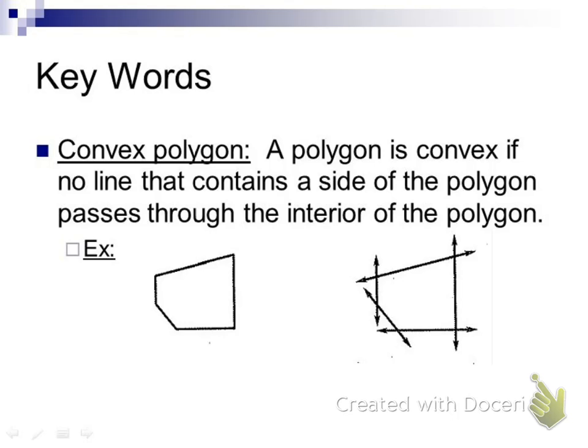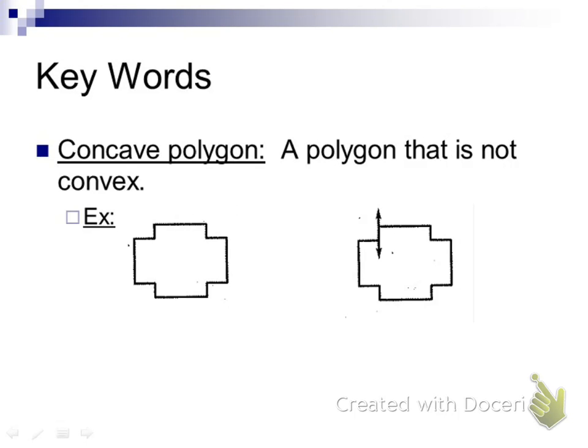Any questions on convex? It should actually become a little more clear once you see the next definition. Sort of the opposite of convex when you guys are ready. Concave is the opposite of convex. So if it's not convex, it's concave.